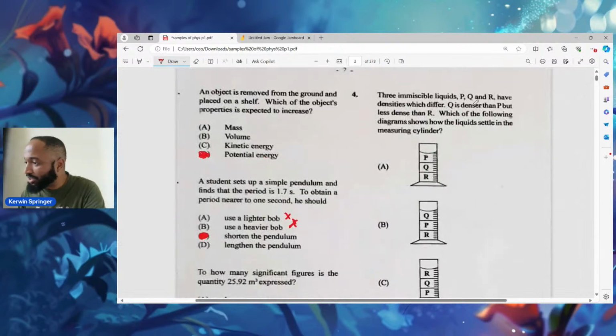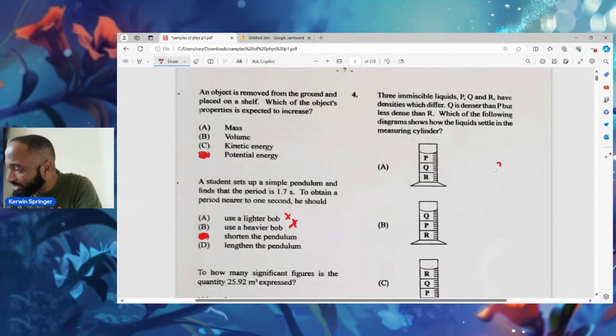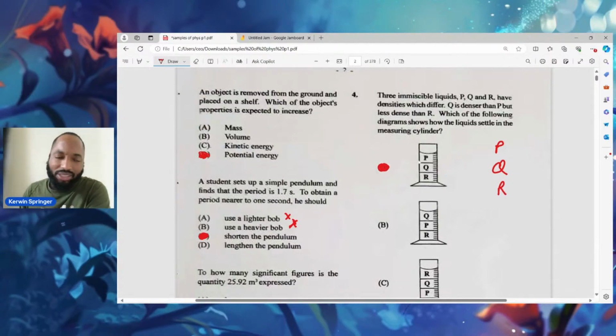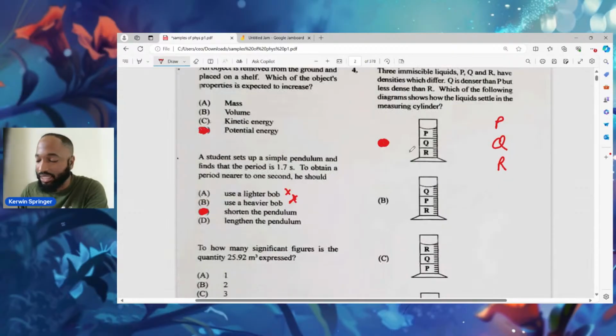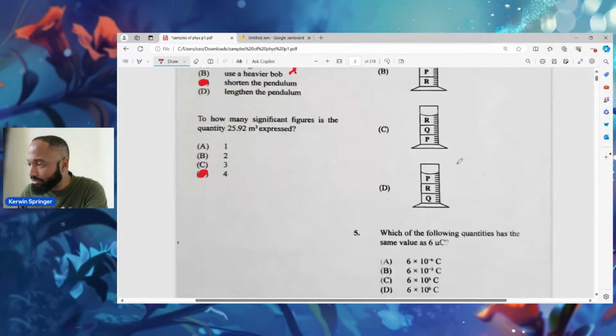Very recent. Three immiscible liquids, P, Q, and R, have densities which differ. Q is denser than P, but less dense than R. So looking for this, PQR is the answer. So you see, physics is fast. Q is denser than P, but less dense than R, so A is the answer there.